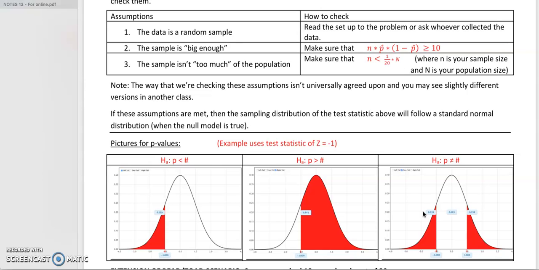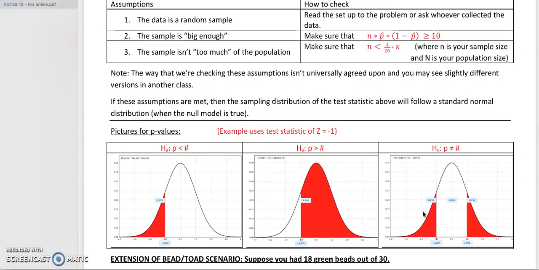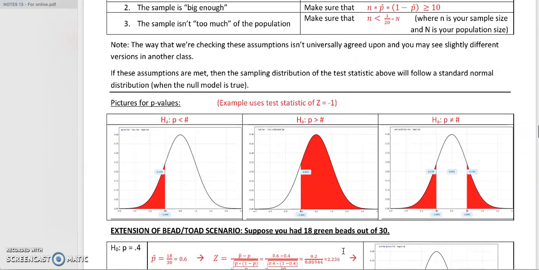So let's talk about what an entire problem would look like. And we're going to go back to the cane toad example. So this says 18 green beads out of 30. That means 18 female cane toads. This is adapted from an example that we would have done in person if we were on campus. All right, so let's say that I had 18 female cane toads out of my 30.